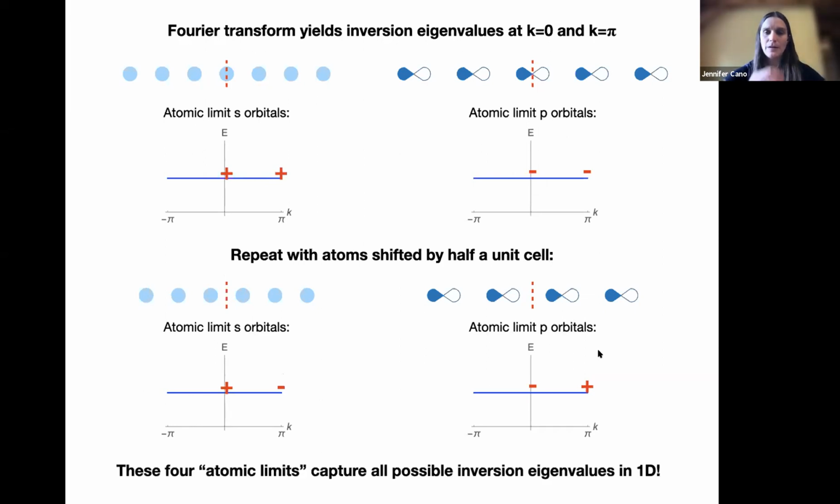The important point here in 1D is that we now have these 4 different atomic limits, and we have these possible inversion eigenvalues in momentum space, which are plus plus, minus minus, plus minus, minus plus. Those are all 4 possibilities. So this means that in 1D, any combination of inversion eigenvalues can be understood as one of these atomic limits, because there are only 4 possibilities.